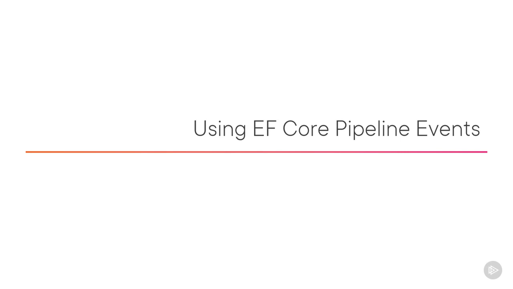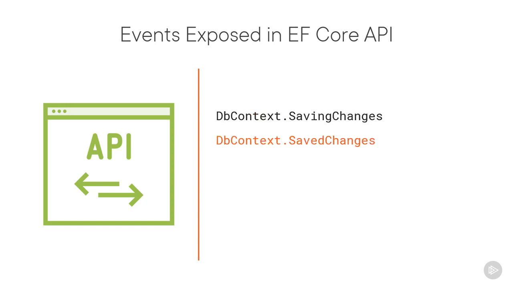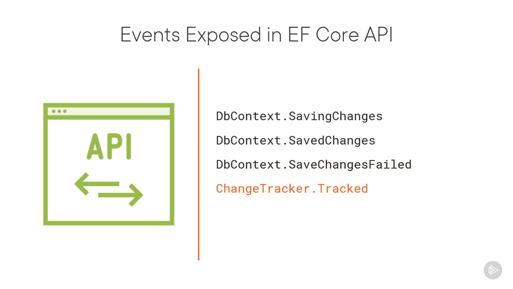EF Core raises events while it's working as well. There aren't very many of them, but they're pretty useful. There are 3 events related to SaveChanges that you might use instead of overriding SaveChanges. These are SavingChanges, which triggers before SaveChanges is called internally, SavedChanges, which is raised after the internal call is complete, and SaveChangesFailed. There are also 2 change tracker events. Tracked, which is raised when the change tracker begins tracking any entity, and the other is when the state of an entity that's already being tracked is changed.